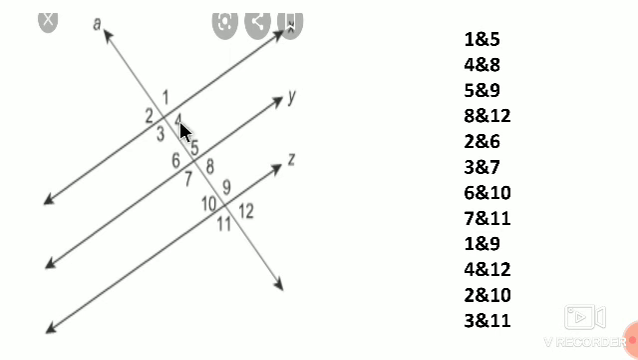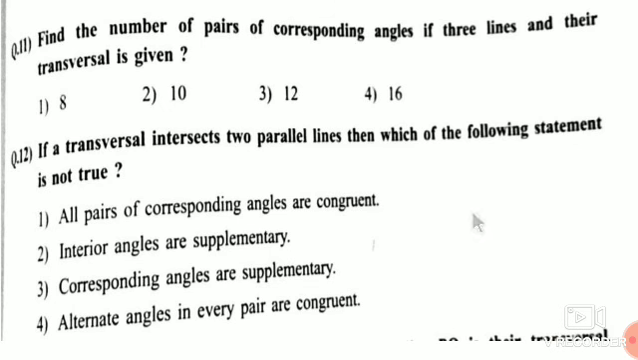Angles 1 and 5, 4 and 8, 5 and 9, 8 and 12 on this side. Then 2 and 6, 3 and 7, 6 and 10, 7 and 11. In that way, 1 and 9 are also corresponding angles, 4 and 12, 2 and 10, 3 and 11. So in total there are 12 pairs of corresponding angles. So the third option is correct.